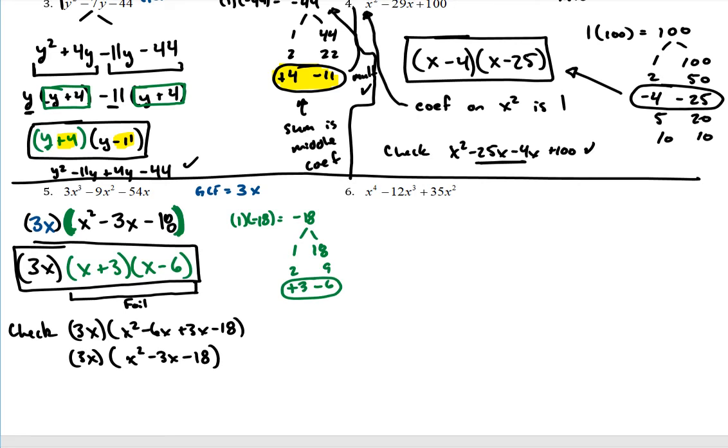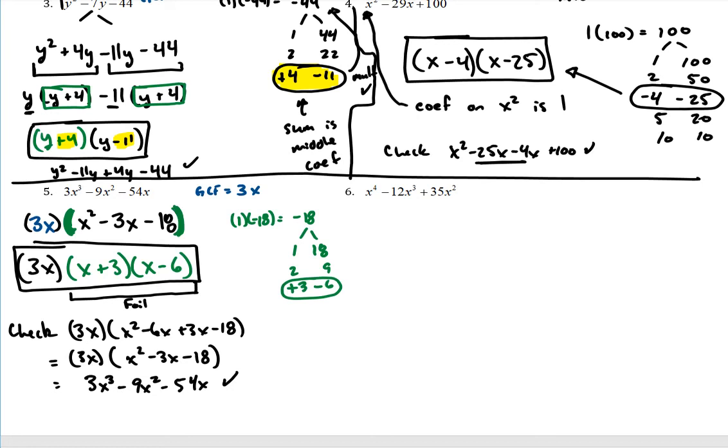And then now I can distribute the 3x in. So the 3x distributes, I'd have 3x cubed minus 9x squared minus 54x. Yep, it's the same as what we started with. Okay, so sometimes the check can take a little longer than the actual factoring, but hey, it's always worth it to check your work. You got to make sure it's good.